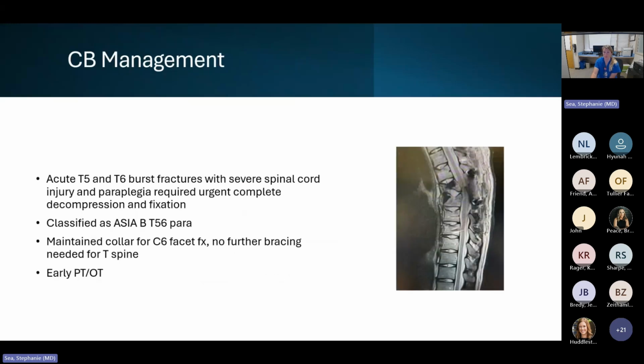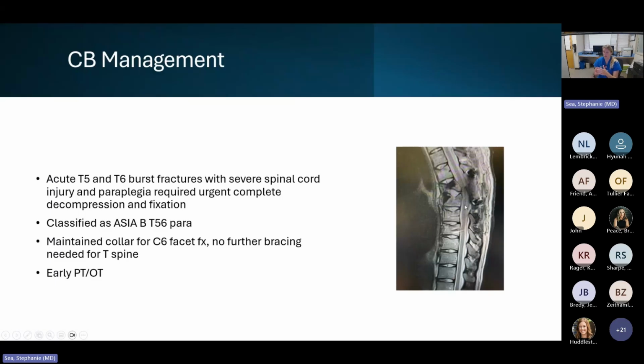This literally, I'm just going through, this was back to CB. So he had that acute T5, T6 burst fracture. He went emergently to the OR for fixation, decompression. He was listed as an ASIA B, T5/6 incomplete paraplegic. So this was his MRI after the stabilization.